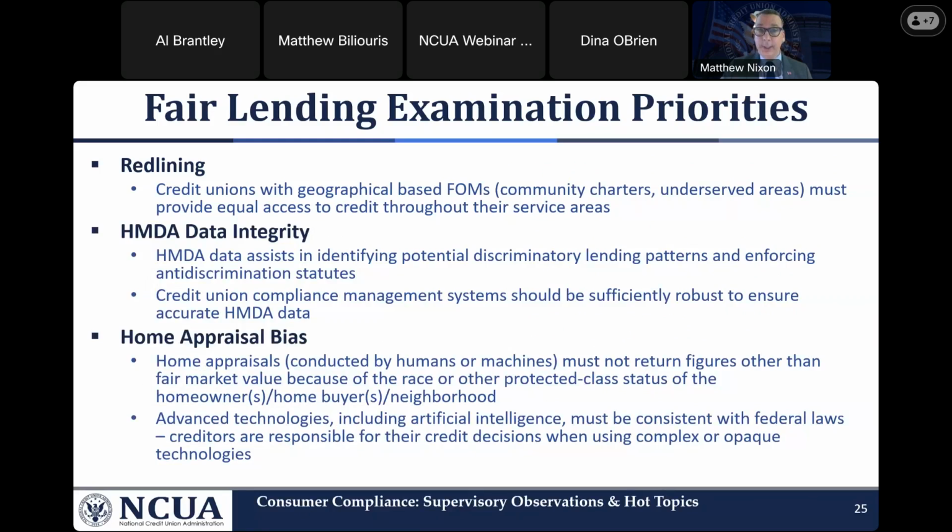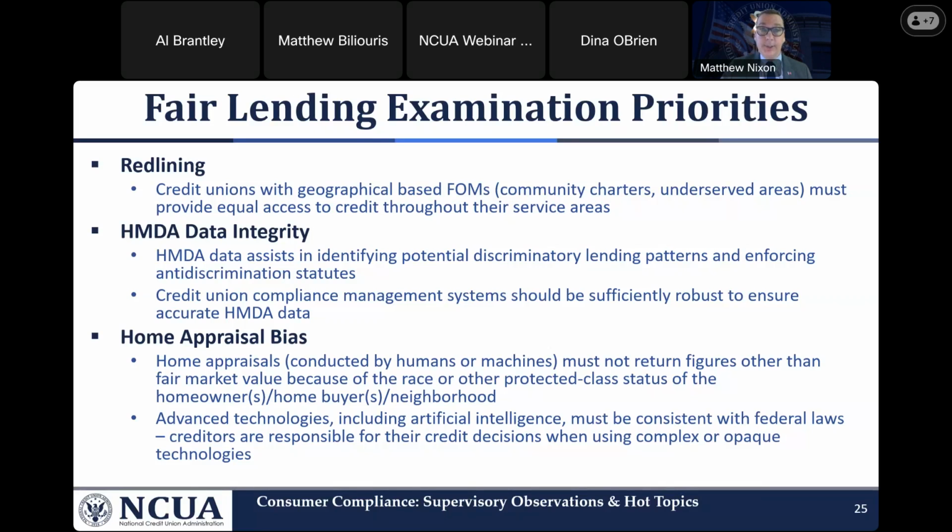Approximately 20% of NCUA's 2023 fair lending examinations included redlining focal points, and we project roughly the same percentage in 2024. Credit unions with fields of membership defined by or partially defined by geographical boundaries should regularly evaluate their performance serving majority-minority census tracts within their service areas and adjust accordingly to any material underperformance.